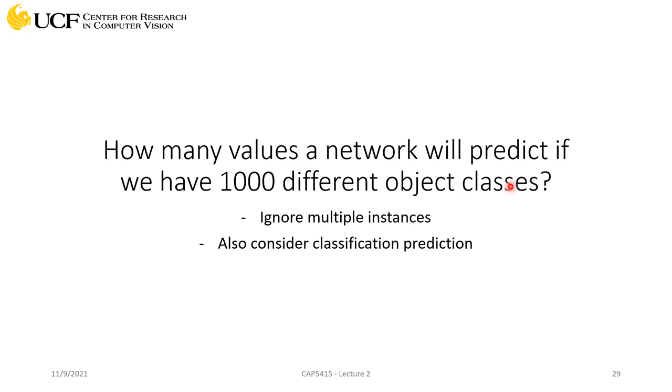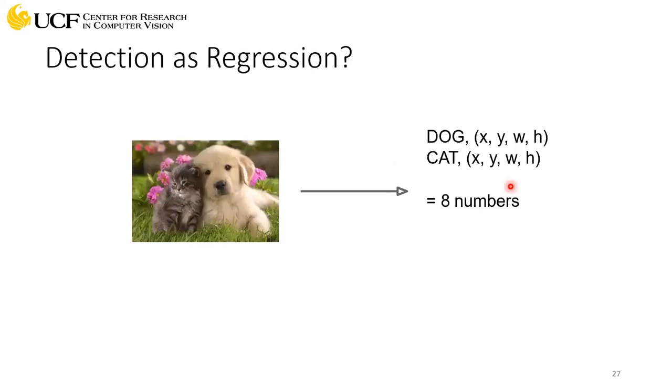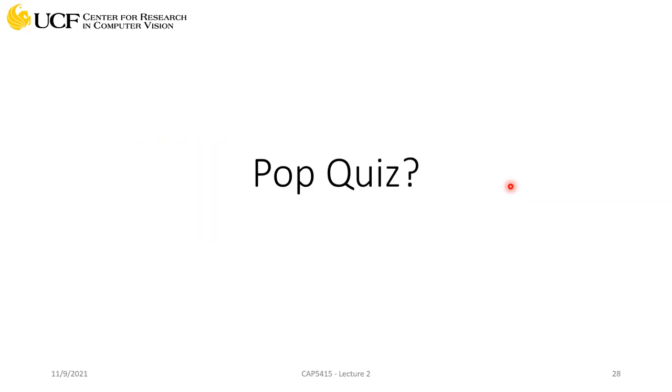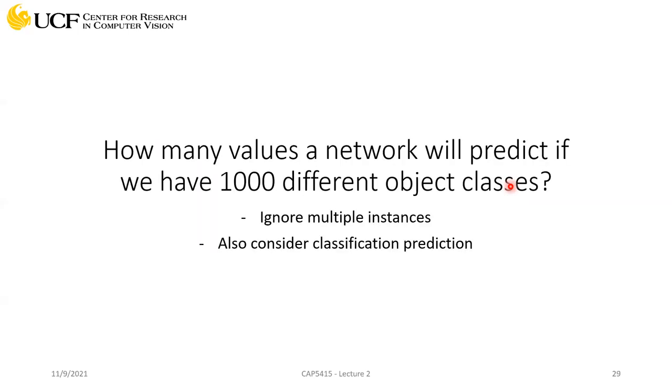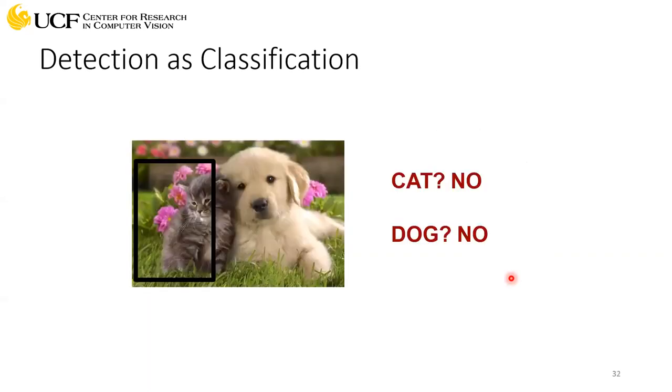Okay, good. Now let's look at a question from Mert, about how we address this issue when we have a varying number of predictions. So we need a variable sized output, which is not possible. What we can do is solve detection as classification. Instead of sending the full image to the network, we can just send a bounding box.